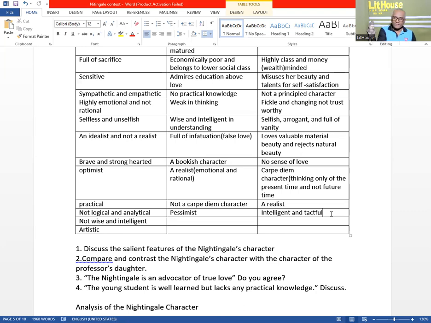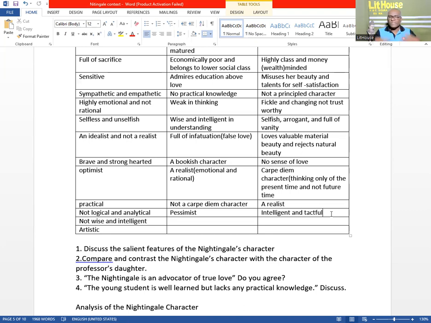It is the same here. Here the Nightingale interferes. The girl is correct. Her method is okay, practical. But the Nightingale intervenes. She creates a red rose. So the professor's daughter is in trouble. Her tactful genius method fails because of the Nightingale.